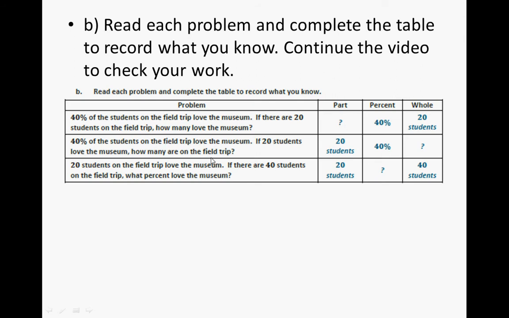40% of the students in the field trip love the museum. If 20 students love the museum, how many are on the field trip? So now we know that 20 is the part. It's still 40%, so now we want to know how many students total went on the trip. 20 students on the field trip love the museum. If there were 40 students on the trip, what percent loved the museum? So now we know that all of the students is represented by 40 and the part is represented by 20, so now we're looking for the percent.